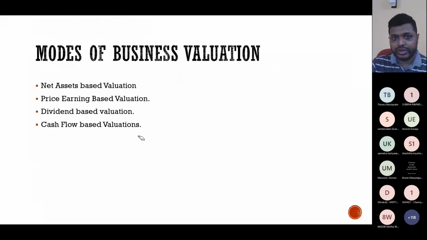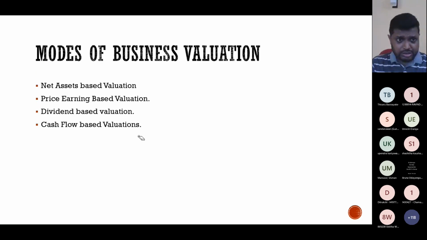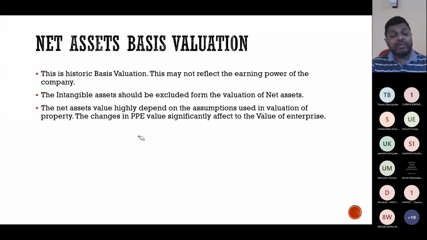Modes of business valuation. There are different modes of business valuation. It might be net asset value based valuation. How can you do the valuations? You calculate net assets and you can calculate the value of a share. Remember, this is a historic basis valuation, because based on the historical performance, you calculate the net asset at the moment.